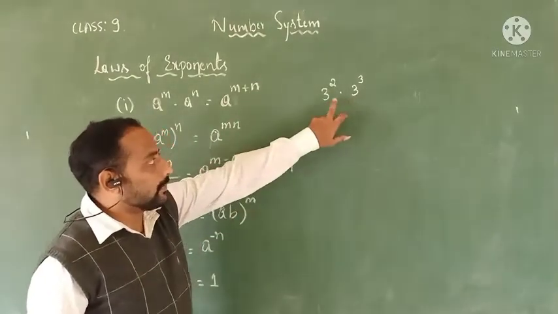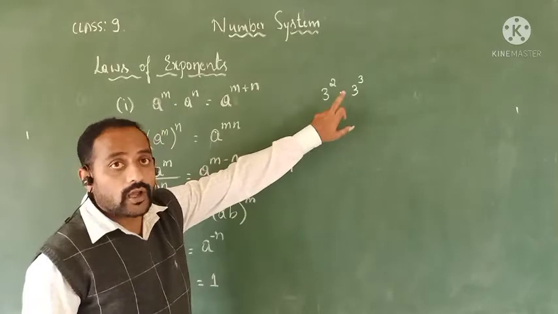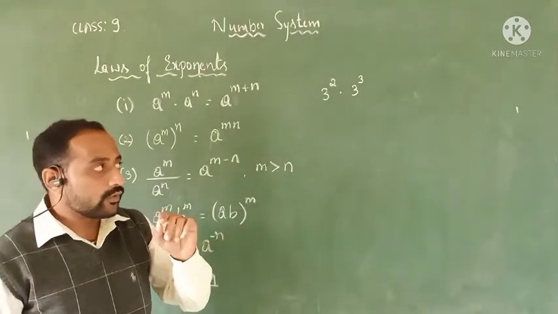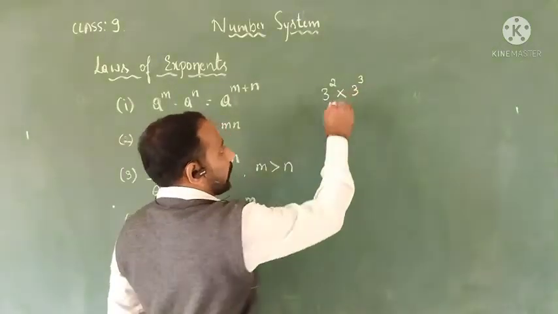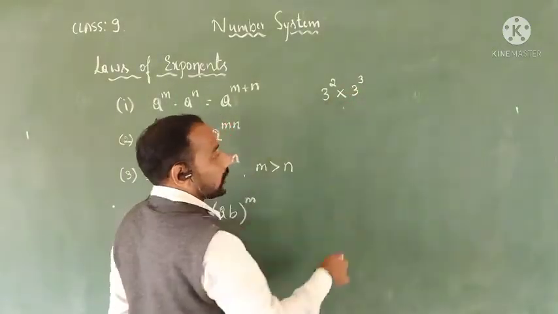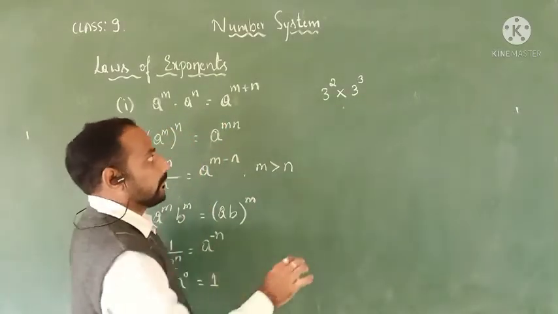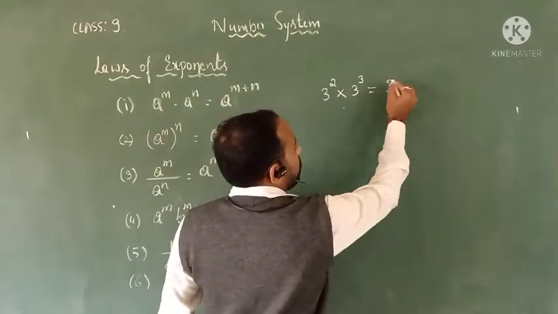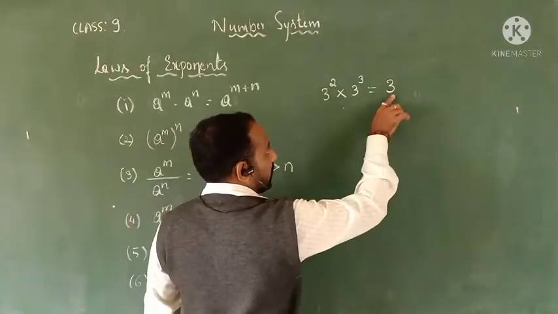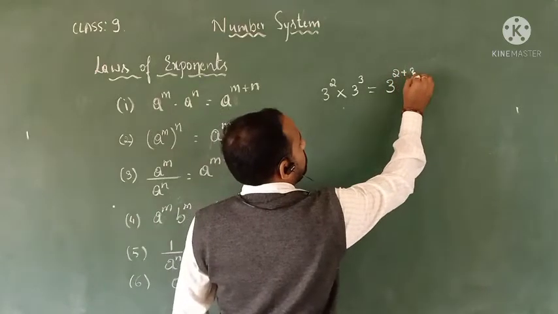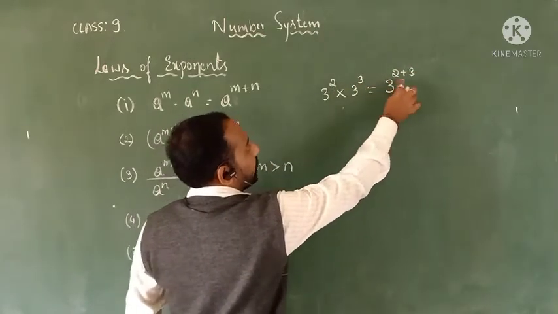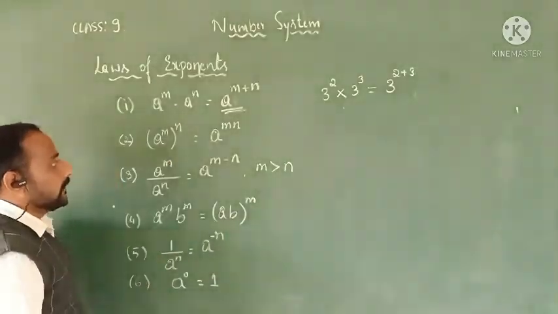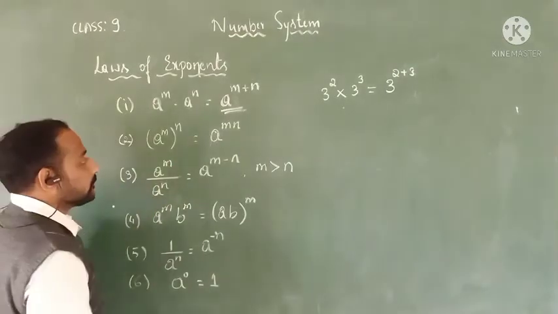Now observe the bases are common. If I put a dot, it is nothing but multiplication. You don't need to write the cross sign itself; even if I take the dot, it is multiplication. Remember, the bases are common and the exponents are different. Then I can write this with only one base, 3, and the exponent 2 plus 3. I added the exponents. That's it. Got it?